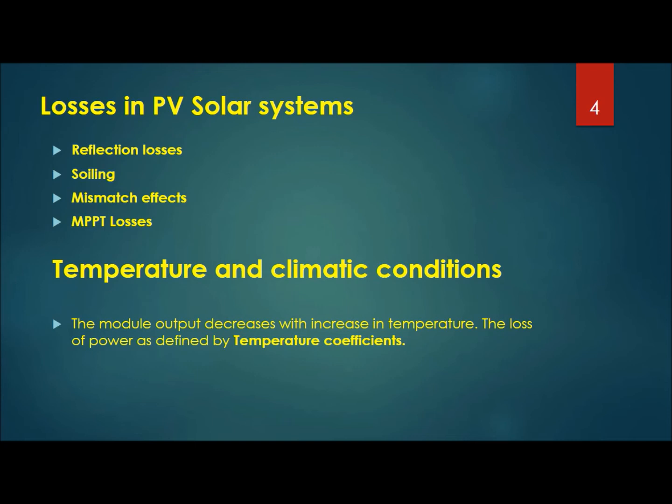Now the temperature and climatic conditions. Module performance is generally rated under standard test condition, known as STC, in which irradiance is 1000 watt per meter square, solar spectrum is AM 1.5 and module temperature is 25 degree centigrade. All electrical parameters of a solar module depend on temperature. The module output decreases with increase in temperature. The loss of power is defined by the temperature coefficient.